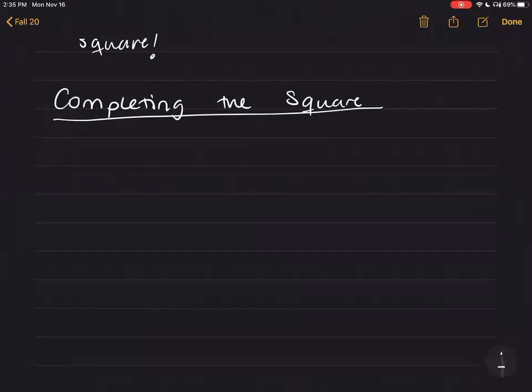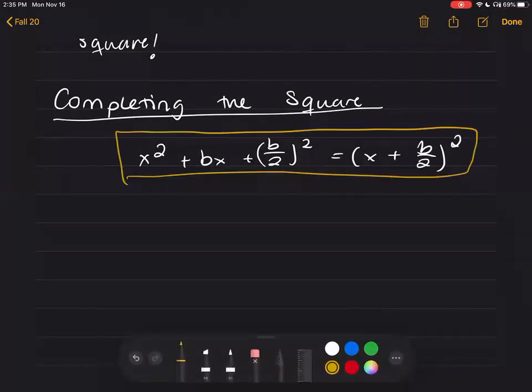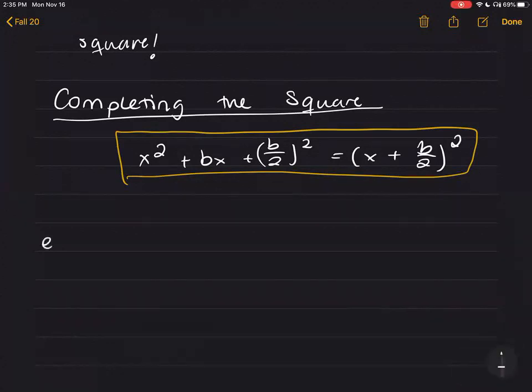So the formula that's going to be useful for this is that if you have x squared plus bx plus b over 2 squared, that's going to be x plus b over 2 all squared. This is going to be a useful tool for what we're going to be doing. And the reason that this is true, you can do this with the perfect squares factoring formula.